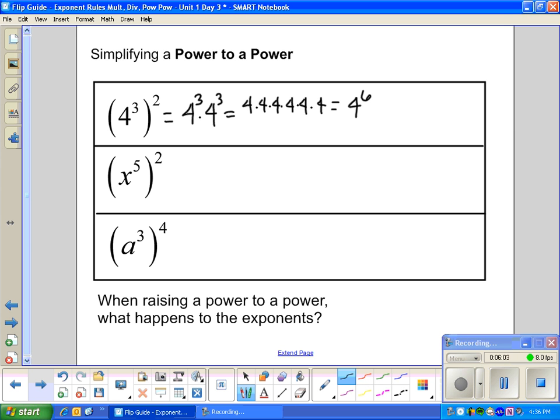But I could have used that rule I just discovered because both of these powers have the same base. Okay? And so I know if they had the same base, all I have to do is add the exponents. And that also would have given me 4 to the 3 plus 3 is 6, 4 to the 6th power. So that was a faster way to do that one.